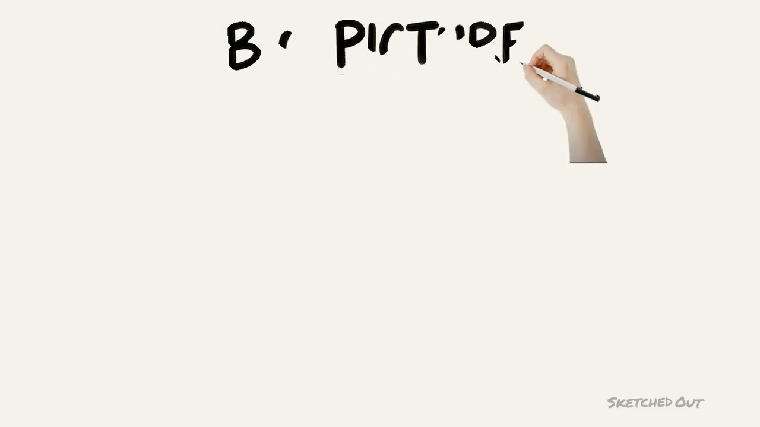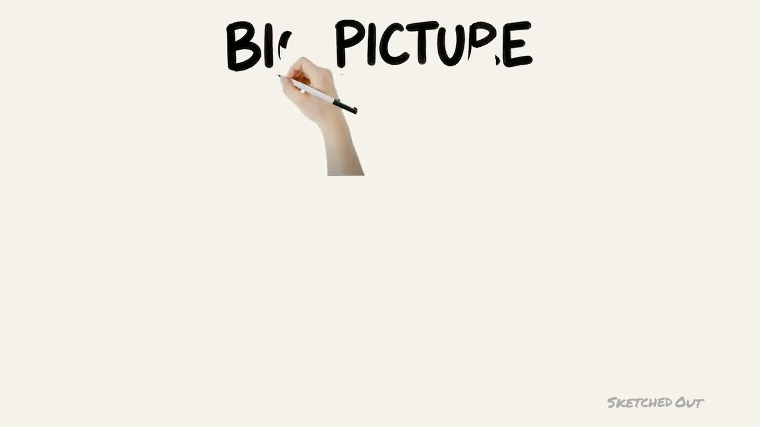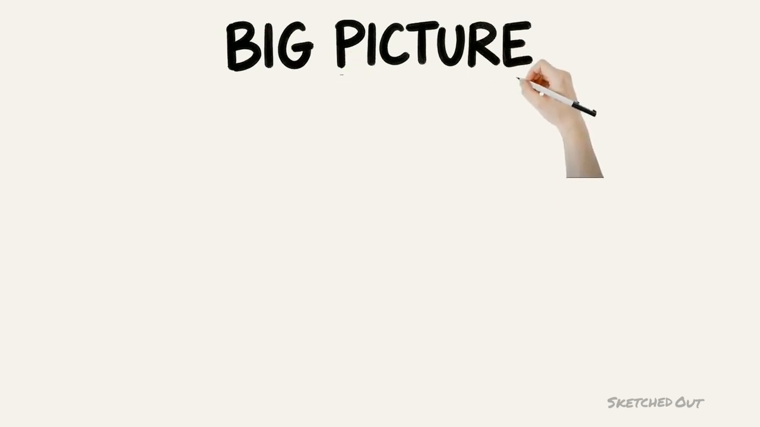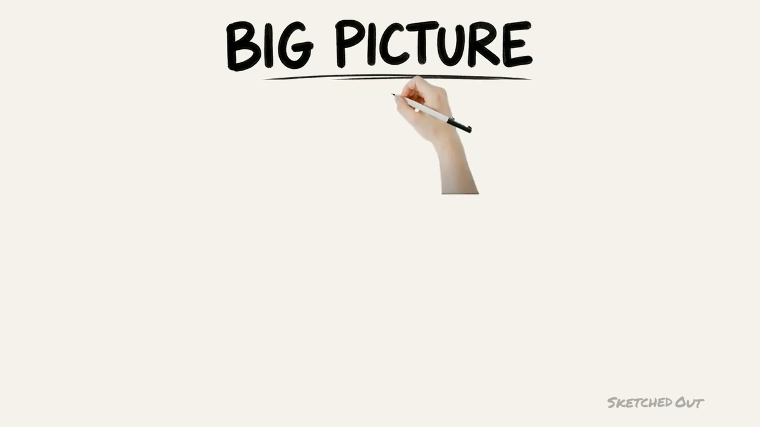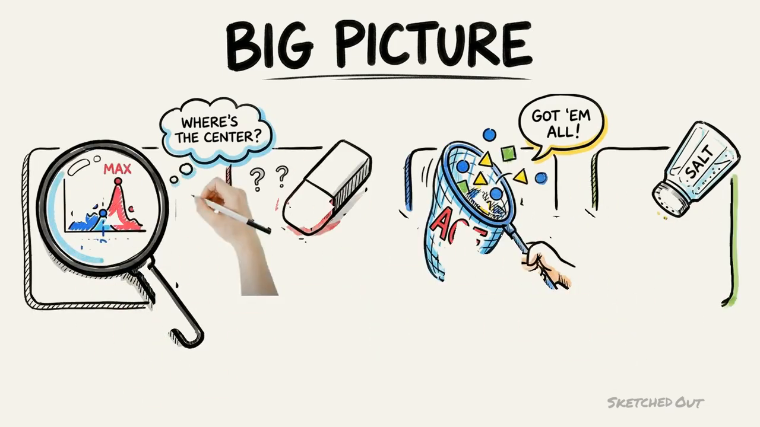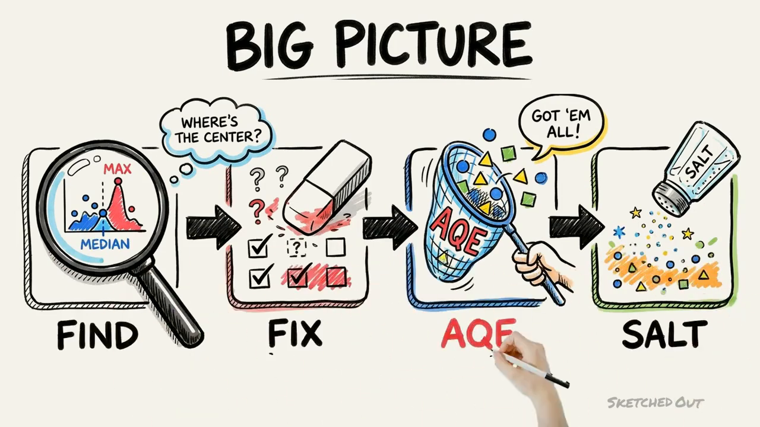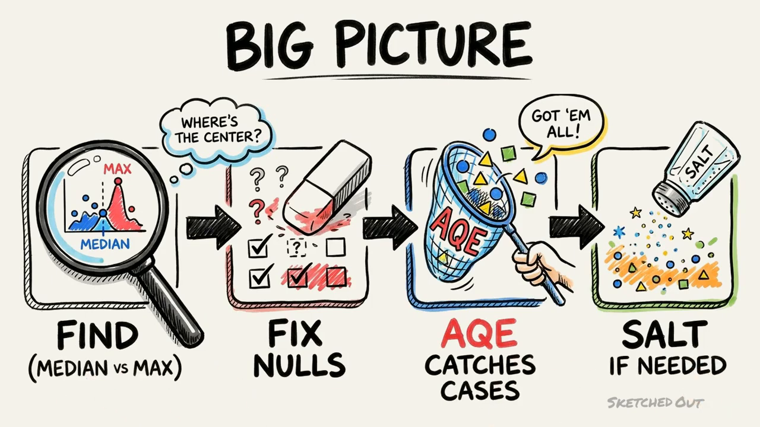So here is the big picture. Skew happens when the hash function distributes keys unevenly, which happens whenever the data is uneven. One large merchant, one common null, one category that dominates. Find it in the UI by comparing median and maximum task duration. Fix it by handling nulls first, isolating known hotkeys, letting AQE catch what remains, and salting as a last resort when the skew is unknown and persistent. A summary strip reading find it, median versus max, then fix nulls first, then AQE catches common cases, then salt if needed.